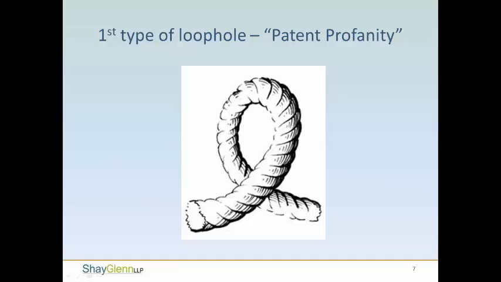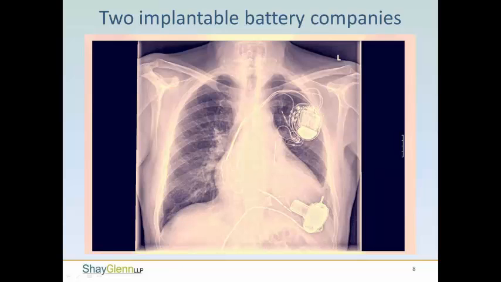Go ahead. So getting into the actual subject matter here, the first type of loophole that I mentioned is patent profanity. And I think the best way to illustrate the dangers of using patent profanity in your patents is with a story about two implantable battery companies.